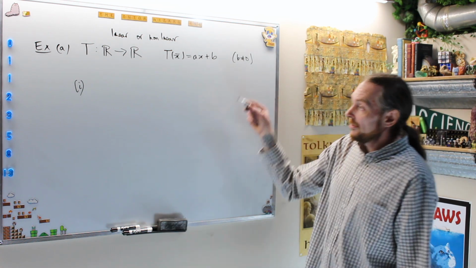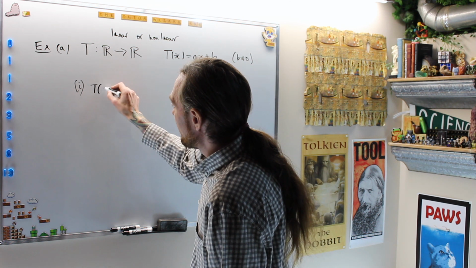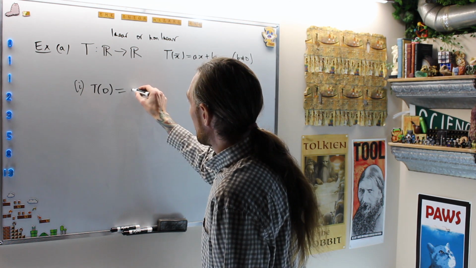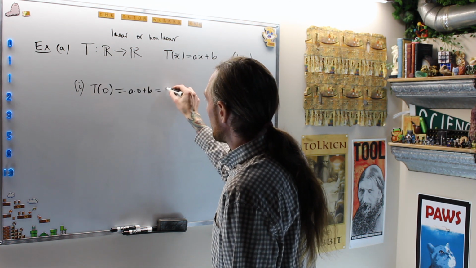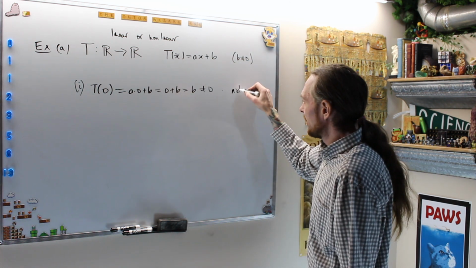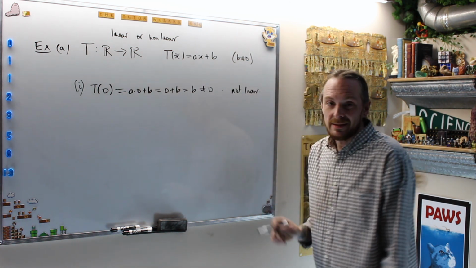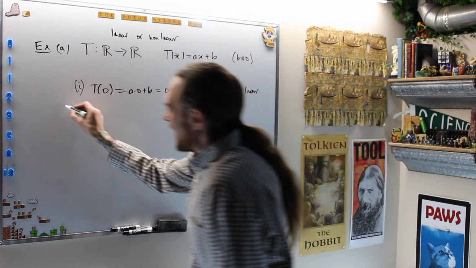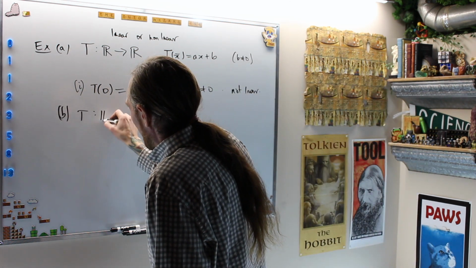What are we going to do? 1, it fails us already. T of 0 is equal to a times 0 plus b, which is 0 plus b, which is b, which is not 0, so not linear. It failed.